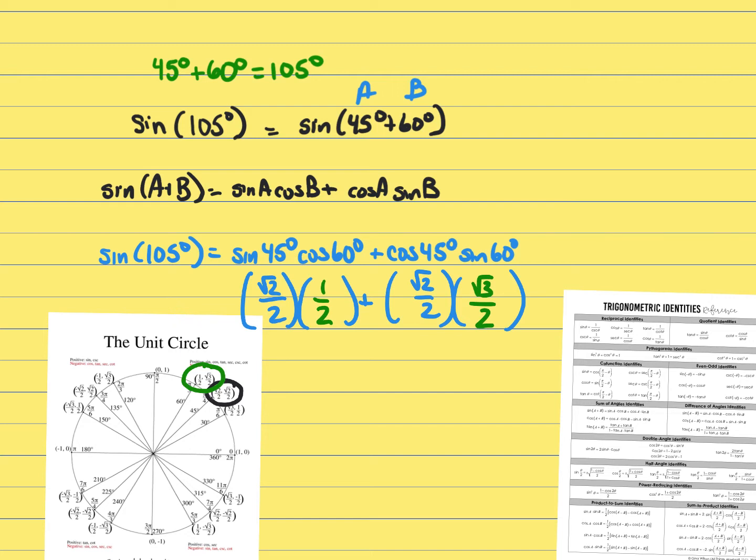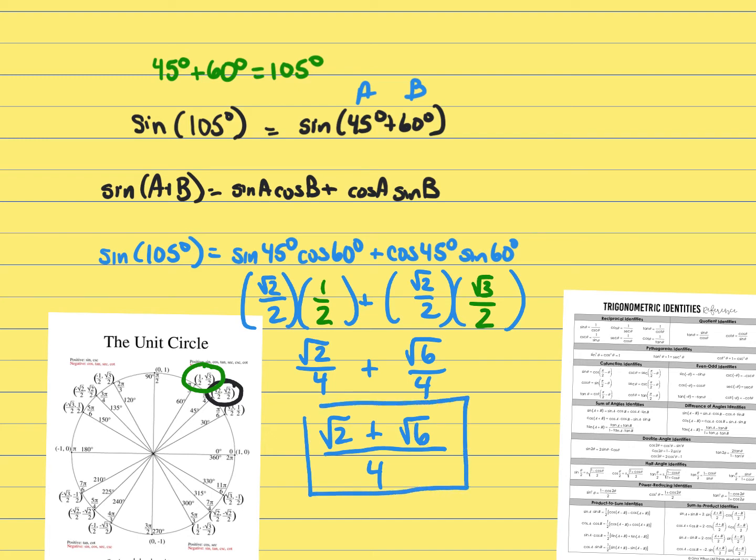You'll use a lot of these numbers over and over again, so it shouldn't be too crazy. So if I multiply these, I'll get square root of 2 over 4 plus square root of 6 over 4. Just multiplying tops and bottoms. So if I add over the common denominator, I'll get square root of 2 plus square root of 6 all over 4. So that is the exact value of sine of 105, just using our basic unit circle angles.